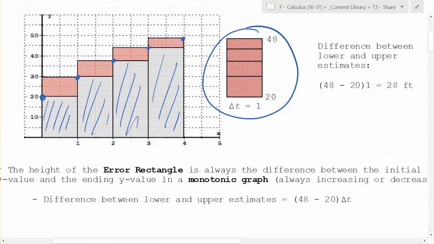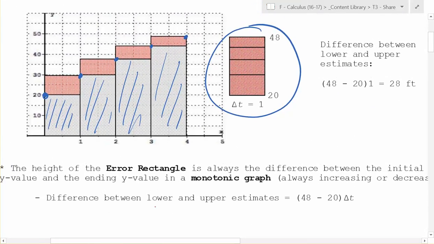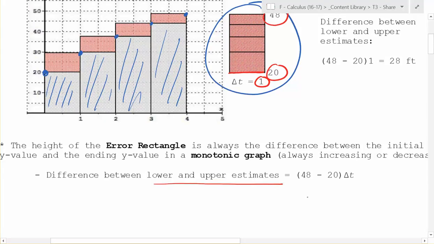So what you can see here is the difference between the lower and upper estimates. This was just a made-up function here. The upper estimate was 48. The lower was 20. And what was the width between each piece? 1. So what was that difference? Well, it's 48 minus 20 times delta t. And in this case, what was delta t? Do you see it up there? It's 1. Yeah, I'm just making sure you can see it. Equals 28. So in this case, it's 28.